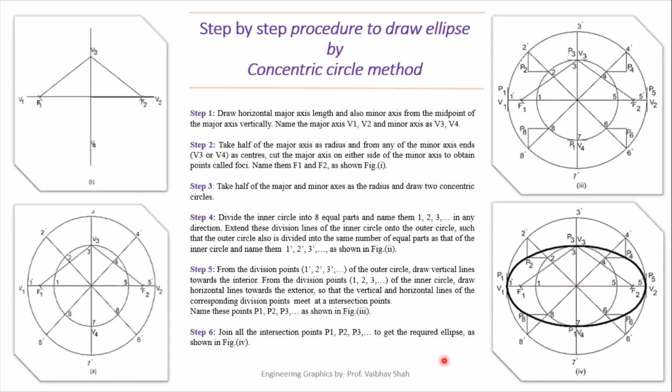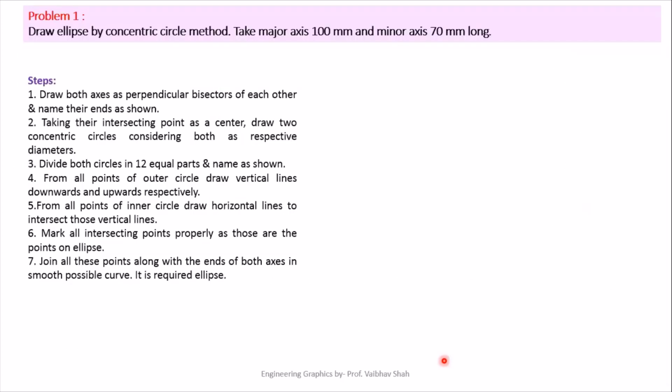So now let us understand it more clearly by one of the examples. Draw an ellipse by the concentric circle method. Take major axis 100 mm and minor axis 70 mm long. First of all, we'll draw the major axis as a horizontal line of 100 mm. So let us draw one horizontal line of 100 mm. After that, we'll plot the minor axis 70 mm long from the center point. So we have drawn the major axis.